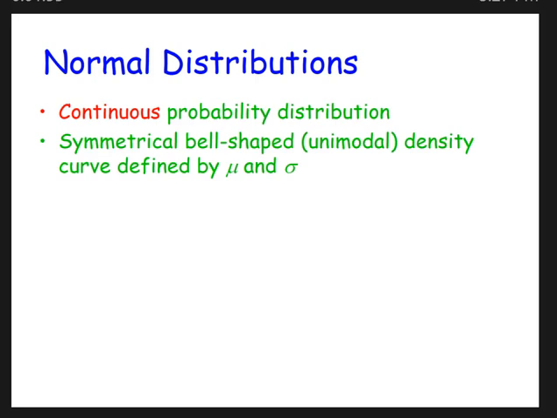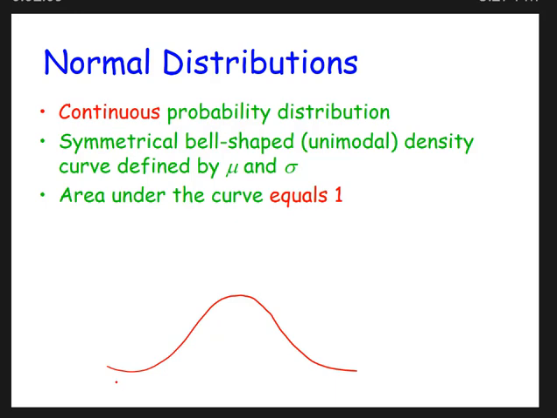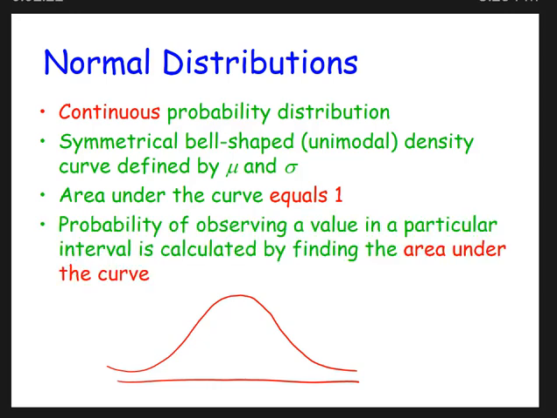It is a bell-shaped unimodal density curve. Remember, it is that bell curve like that, unimodal, one peak. The area under that whole curve equals 1. So that whole area under this thing is equal to exactly 1, because that is our probability distribution. And all the probabilities of a distribution have to add up to 1 to be valid.